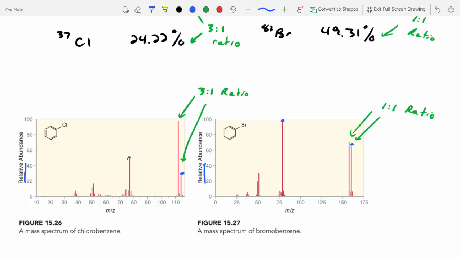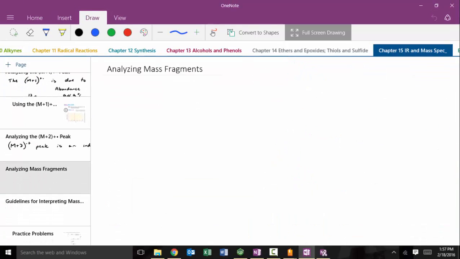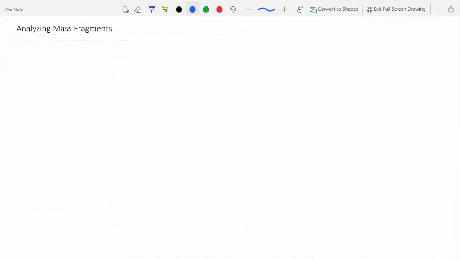So, all right, so let's talk a little bit about mass fragments. And we've already alluded to mass fragments when we looked at pentane. We said that some carbocations show up more intensely.